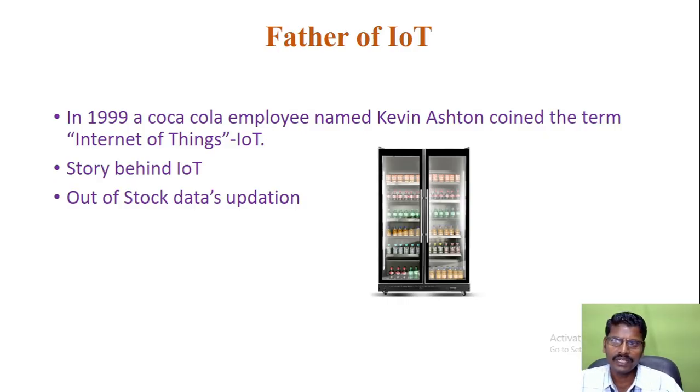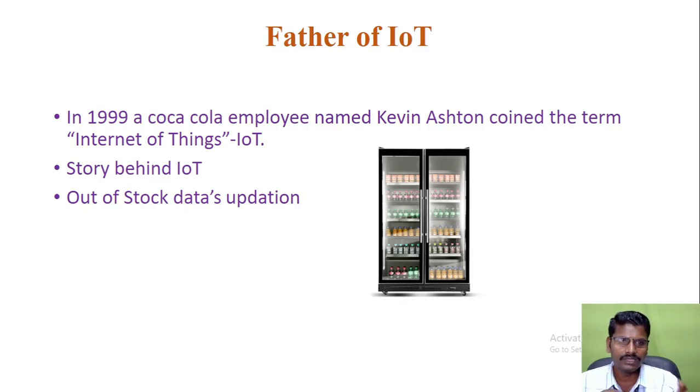Actually, the term Internet of Things was coined by Mr. Kevin Ashton in 1999. He was an employee of the Coca-Cola company, and he coined this term based on an issue which he faced in his company, right? In his company lobby there was a fridge which holds all kinds of beverages and cool drinks. One day he saw that a particular beverage's quantity was very low, and some other was out of stock, right?